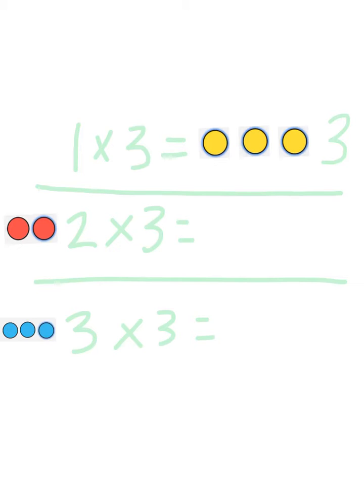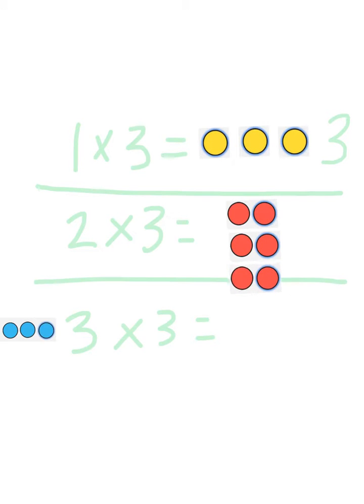Now let's go down to our next one here. 2 multiplied by 3, or 2 3 times. So here's my first group of 2, my second group of 2, and there's my third group of 2. So we have 2, 4, 6. So 2 multiplied by 3 is equal to 6.